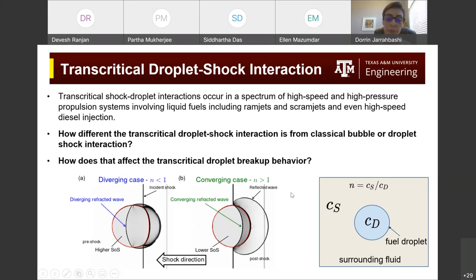So it is well established that the classical shock and bubble interaction is categorized as diverging or converging cases, mainly based on the speed of sound ratio. In the case that the speed of sound is higher in the droplet or bubble, we expect to deal with a diverging case where we would have a diverging refracted wave, whereas for the cases that the speed of sound is lower and it lags behind the incident shock, we'll be dealing with converging cases.